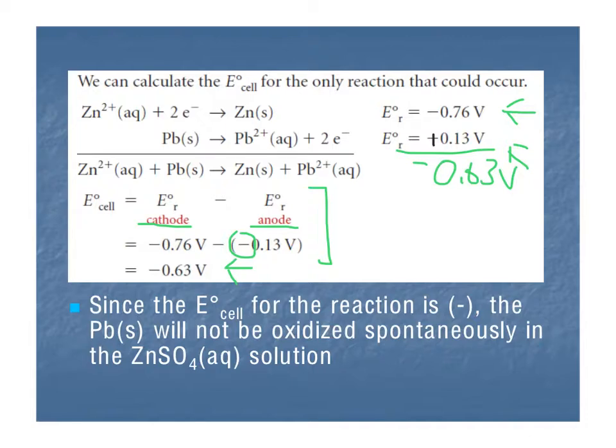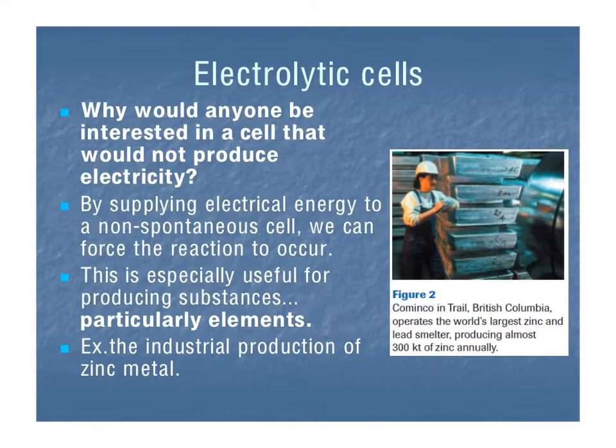These negative values tell us that these reactions will be non-spontaneous, so lead will not be oxidized spontaneously in a solution of zinc ions. At first, these reactions would seem counterintuitive because we have to put energy into them. However, these reactions are good for the production of pure metals. For example, a lot of electricity is used in British Columbia to produce zinc and other base metals through the use of electrolysis.